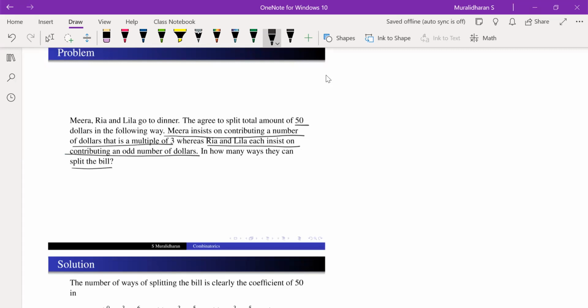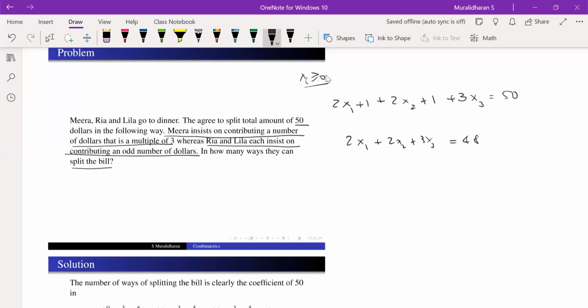Okay. So that means Ria can give 2x1 plus 1. Leela can give 2x2 plus 1. And then Meera can give 3x3. So I want this plus this to be equal to 50, where each xi is greater or equal to 0. Correct? Xi is greater or equal to 0. So my 2x1 plus 2x2 plus 3x3 must be equal to 48.